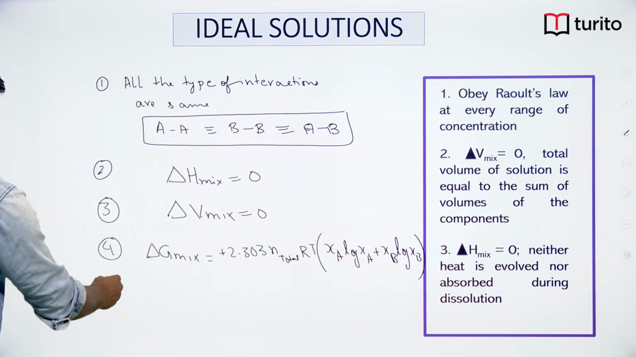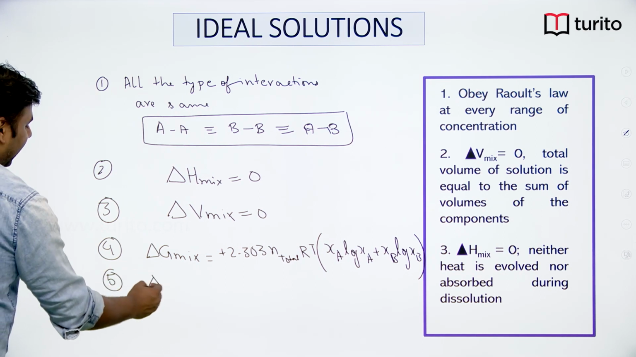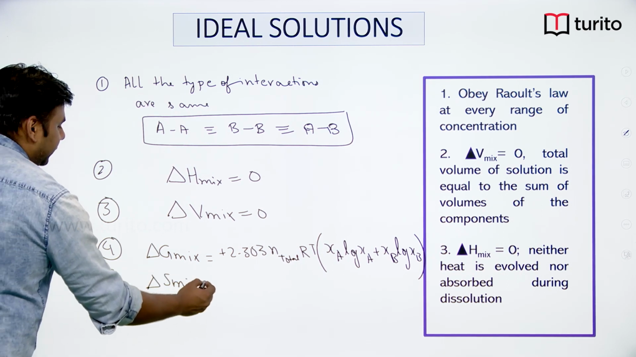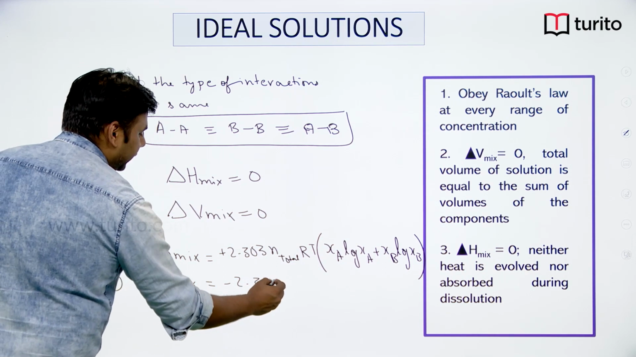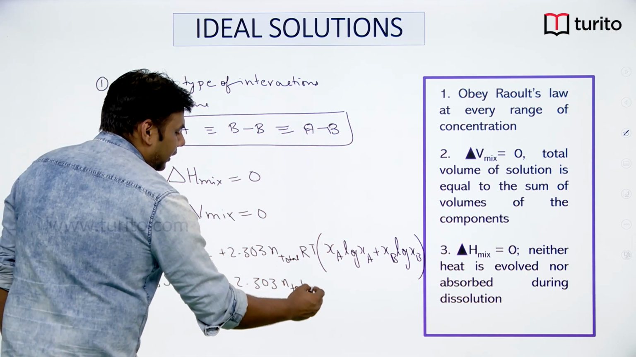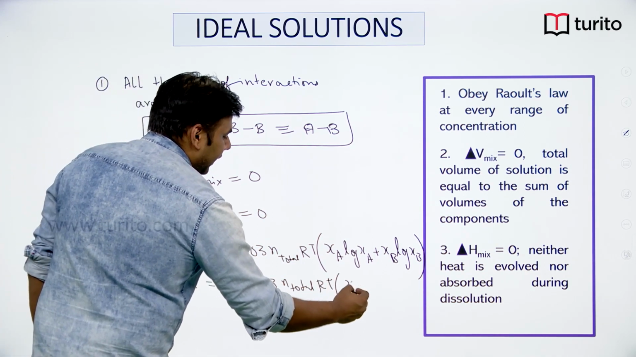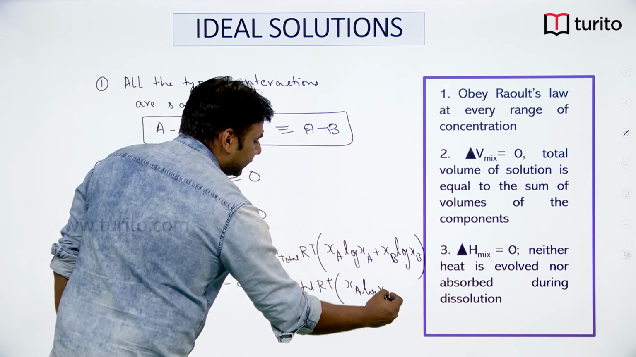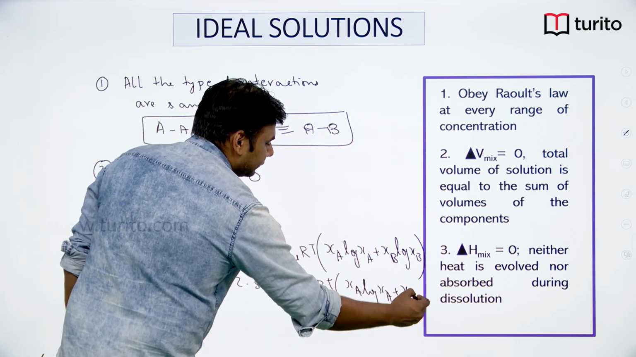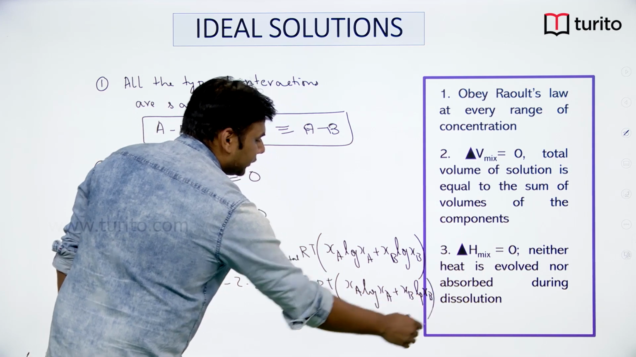Similarly, if I want to find delta S mixing, I know it would be minus 2.303 n total R T (XA log XA plus XB log XB). Hope this is clear to everyone.